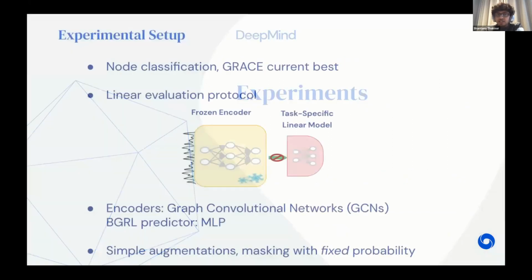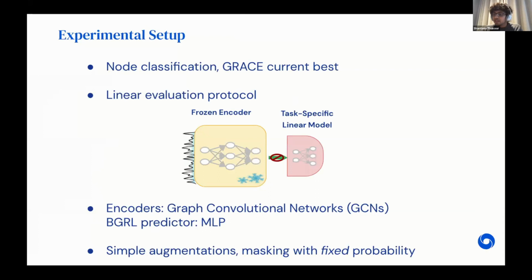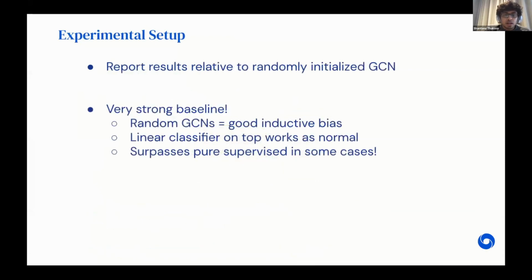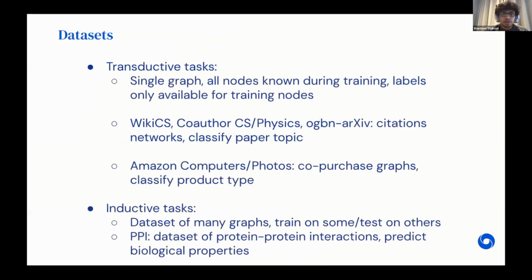I'll quickly go through some experiments. I think I'm basically out of time. So yes, we use the same linear evaluation protocol that Michal mentioned. One important thing is that even randomly initialized GCNs are very powerful because their inductive biases are very powerful, and they can even surpass pure supervised learning. So I'll just present everything relative to a randomly initialized GCN.